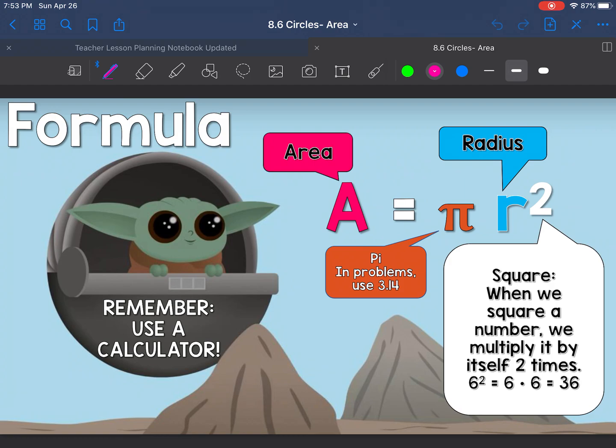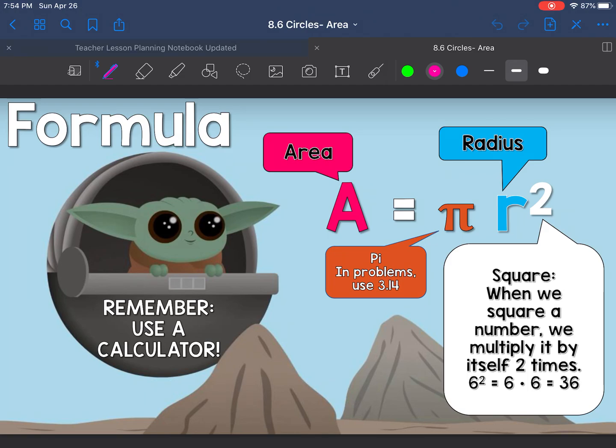And then that little 2 that's sitting upstairs on the radius, that's what we call the square. If you go back to 6th grade, you talked about squares in 6th grade. When we square a number, we're multiplying it by itself 2 times. So, for example, 6 squared would be 6 times 6. And we all know that 6 times 6 equals 36.